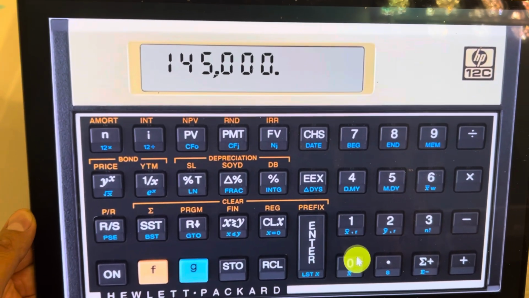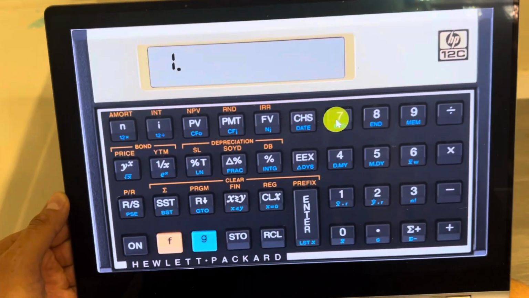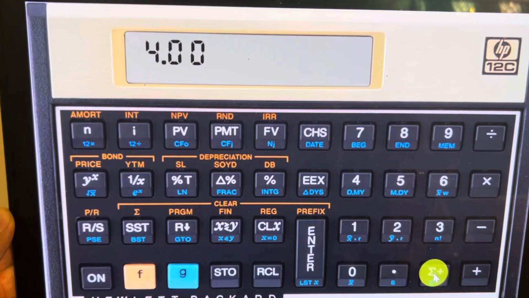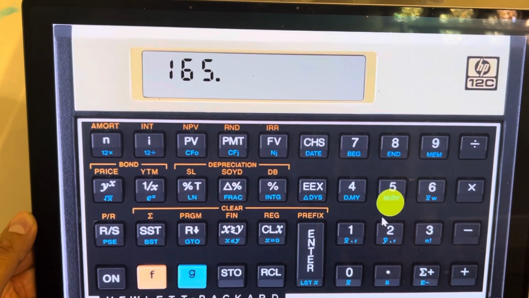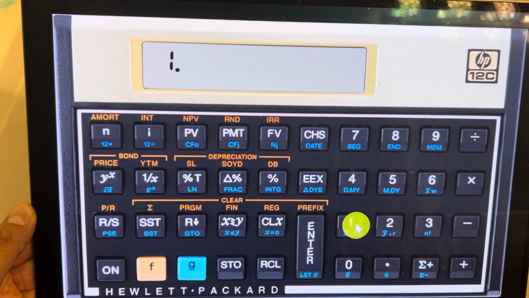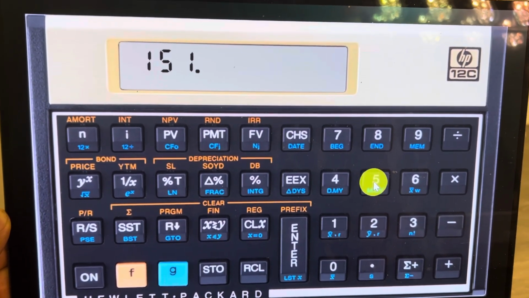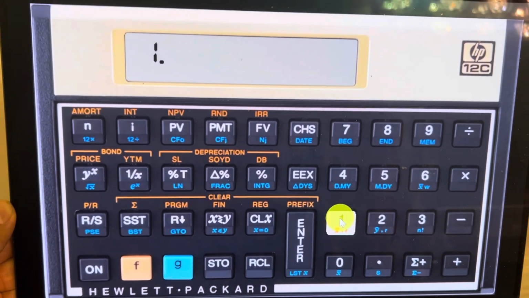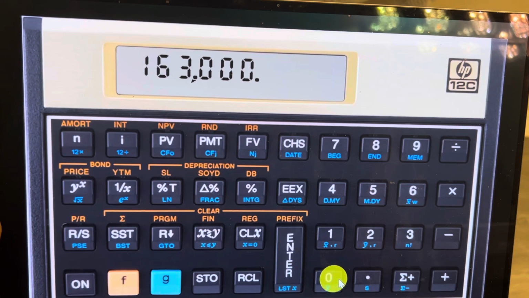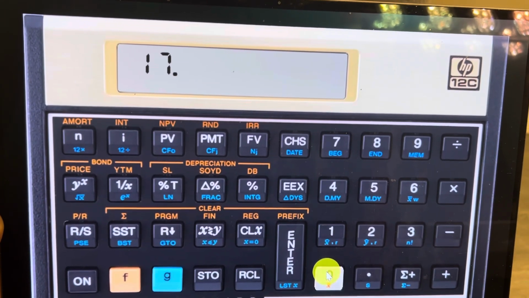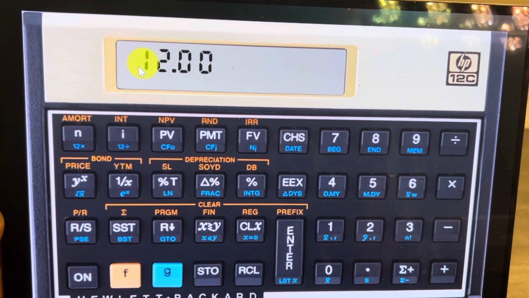145, sigma plus. 155, sigma plus. 178,000, sigma plus. 152, sigma plus. 165, sigma plus. 174, sigma plus. 151,500, sigma plus. 159,500, sigma plus. 163,000, sigma plus. 170,000, sigma plus, and 156, sigma plus. That represents the 12 sales.